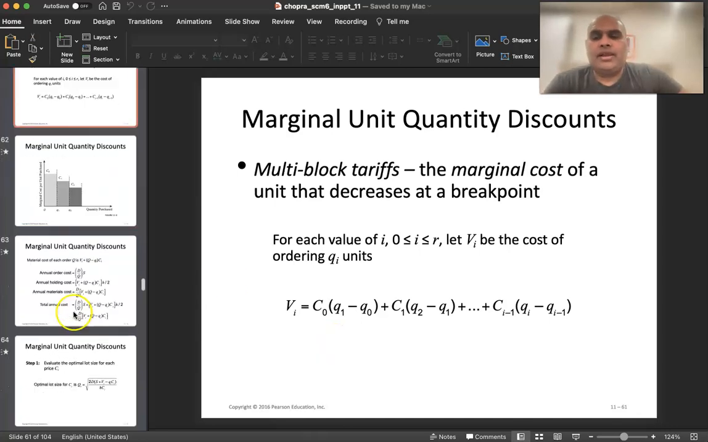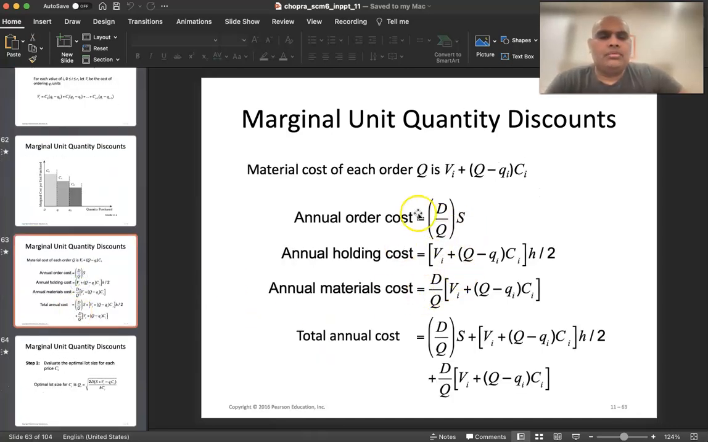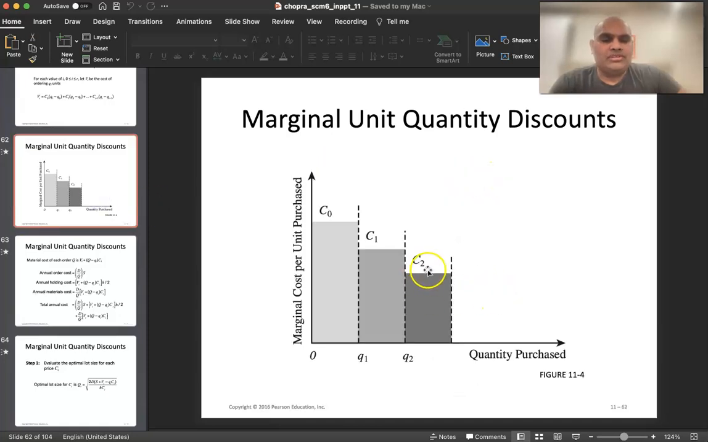So once we have that, we can then write our usual formulas for ordering cost, holding cost, material cost, and total cost, based upon the fact that if I order some number of units, let's say capital Q is somewhere here, then the price that I'm actually paying for each unit is, well, I know the value of V, so we'll have V0, V1, and V2. So I know the value of V2, and we're going to add extra to the value of V2 based upon what the value of Q is. And that's basically what that is.